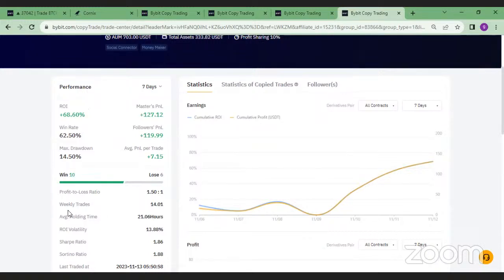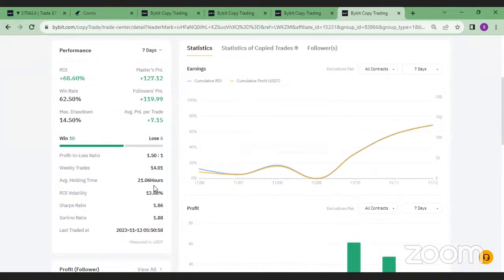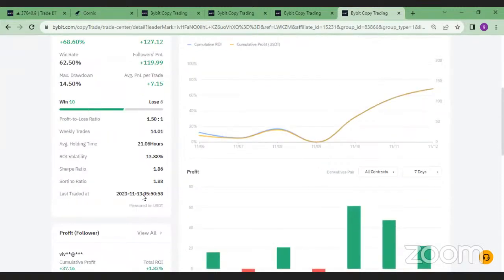Okay. So Akachukwu has been doing very well too. His maximum drawdown is 14.5. And out of 16 trades, he has won 10 and lost only 6 of all the trades he has been taking. Okay. So you can see his performance here.